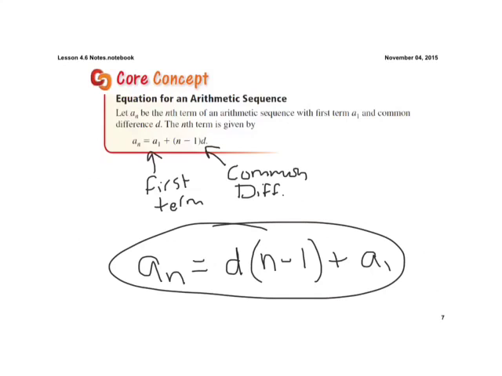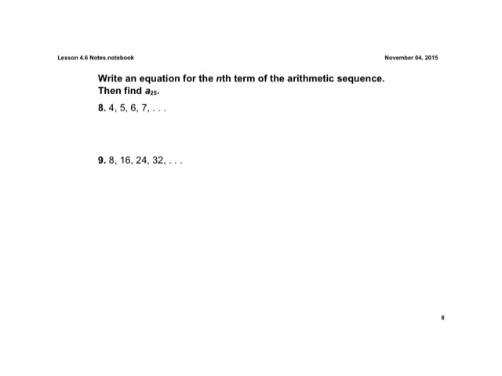Okay, so let's use this formula a little bit. We need 2 things here. We need to write an equation for the nth term. Nth means we don't know how many terms. It can be a variable. We can plug any number in for n. So that's in general an equation for this sequence. And then we need to find a sub 25, which means the 25th term in that sequence. Let's go ahead and write our general equation. We don't know what n is, so we're going to leave it as a sub n.